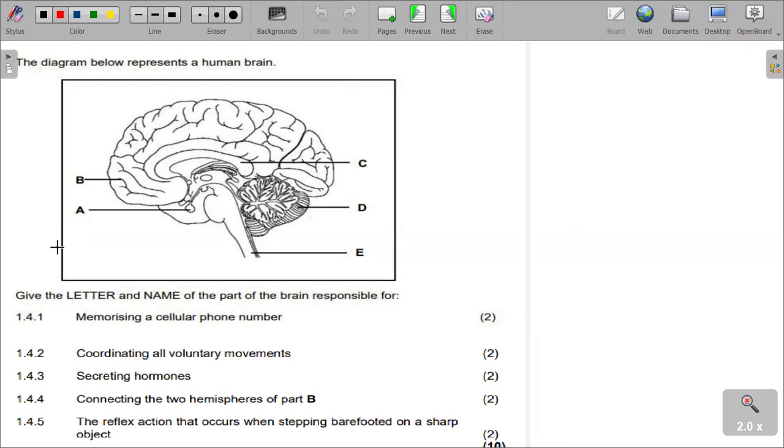A is the pituitary gland that is shown there, which we can also call the hypophysis. And then B, as you can see, is the largest part of the brain, which is the cerebrum. Then we have C, a structure which divides the cerebrum into 2 hemispheres, which is called the corpus callosum. And then D is the cerebellum.